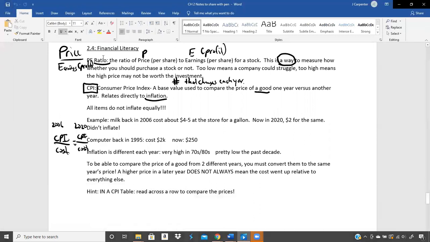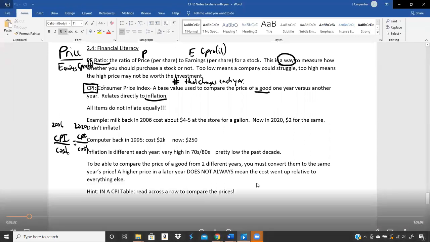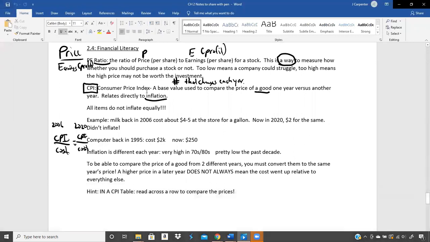So we talked about all the PE ratio stuff. We decently touched on what CPI is. It's a number that gives us a way of comparing the cost of something one year versus the cost of something another year. And what a CPI is typically used for, the way that number works is it's considering all goods available to the whole world, not just a gallon of milk or a computer chip or an Apple Watch or something like that.